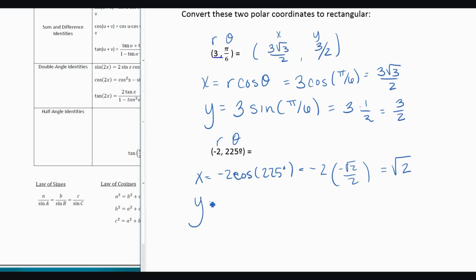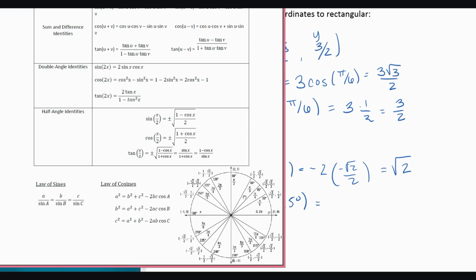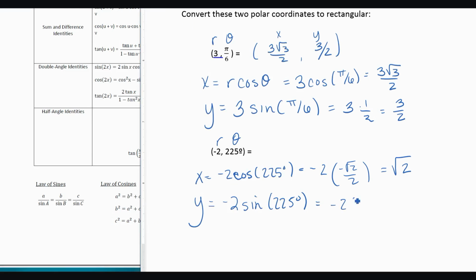And y, we'd have -2 sine of 225 degrees. So we'll go to our unit circle, also negative square root of 2 over 2. So again, we get square root of 2. So this point in rectangular coordinates would be square root of 2, square root of 2.